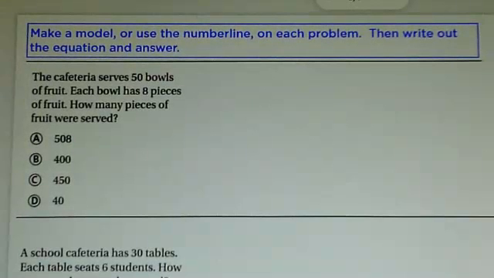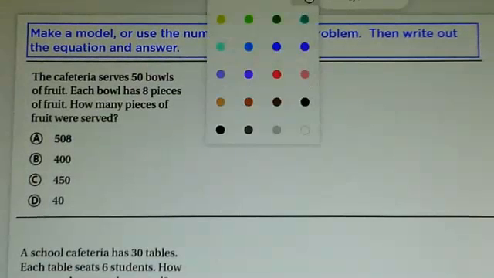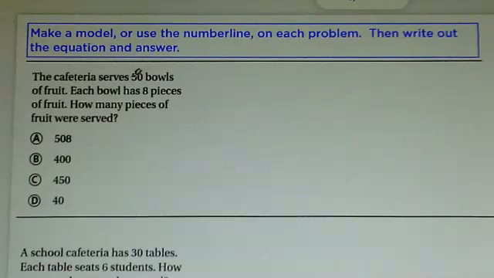All right, so what is important in this problem? Let's read it one more time. The cafeteria serves 50 bowls of fruit. That's an important fact. Each bowl has 8 pieces of fruit. And then how many pieces of fruit were served? Okay. 50 bowls, 8 pieces of each.